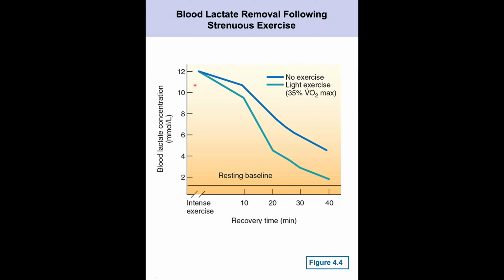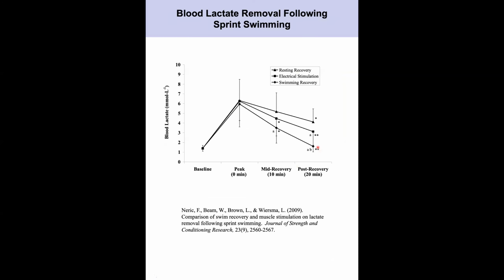And lots of research has been done on this, right? So following intense exercise, the lactate clearance, this teal line right here, is significantly removed doing light exercise, 35% of your VO2 max, right? That's just like a walk. Versus no exercise, lactate accumulation stays elevated.